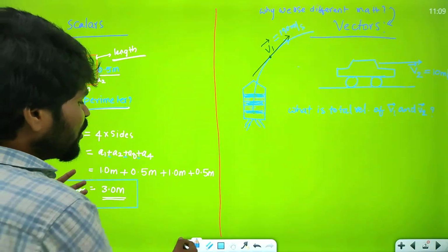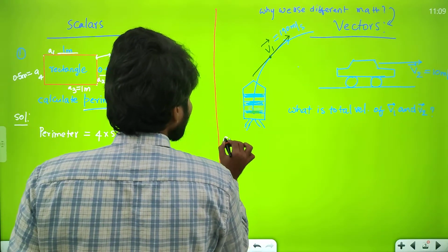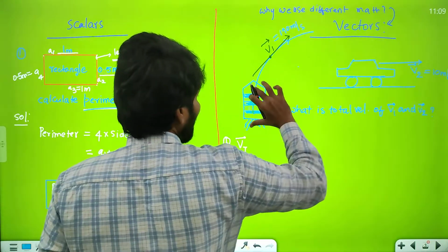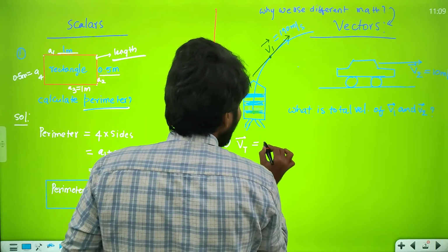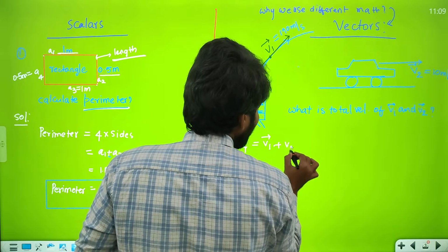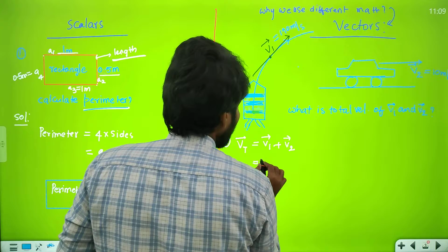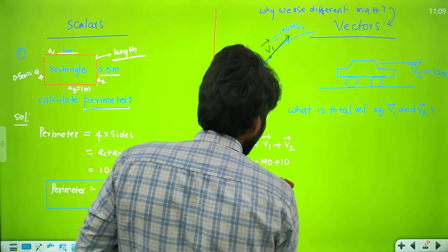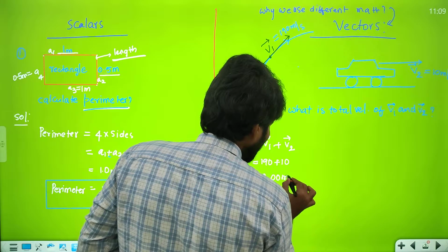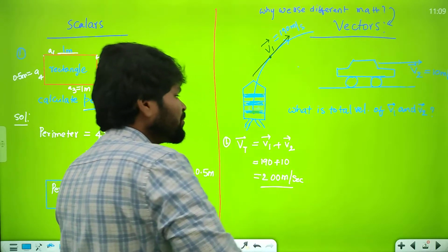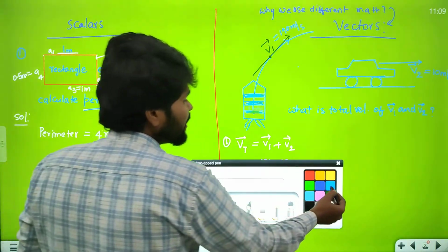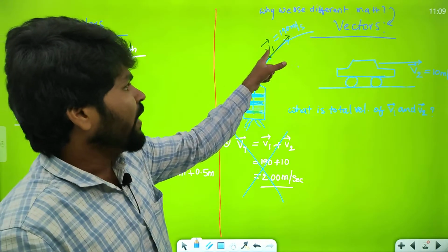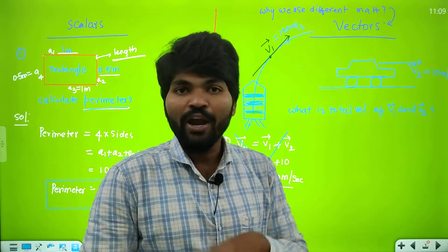Actually, what we know, if you don't know mathematics, what will we do? The total velocity of both car and rocket, we take as vector 1 and velocity 2. Then we calculate this as 190 plus 10, that is equal to 200 meter per second. Maybe some people will do this, but this is absolutely wrong. Why? Because velocity, we learn, is a vector quantity, not a scalar quantity.